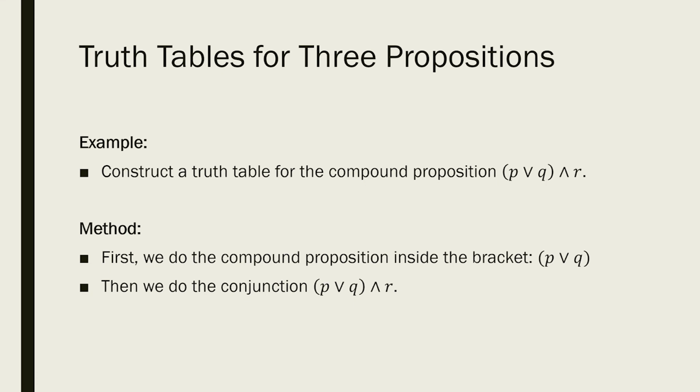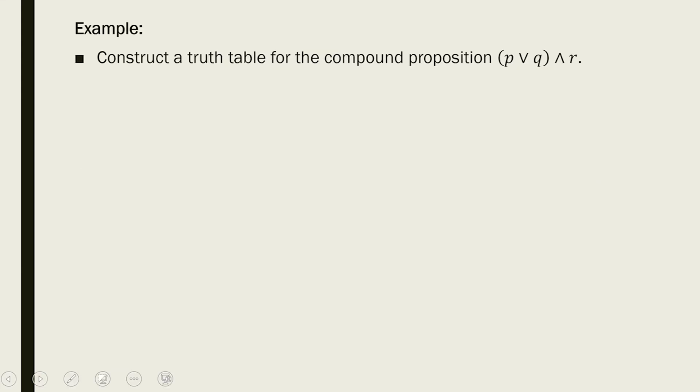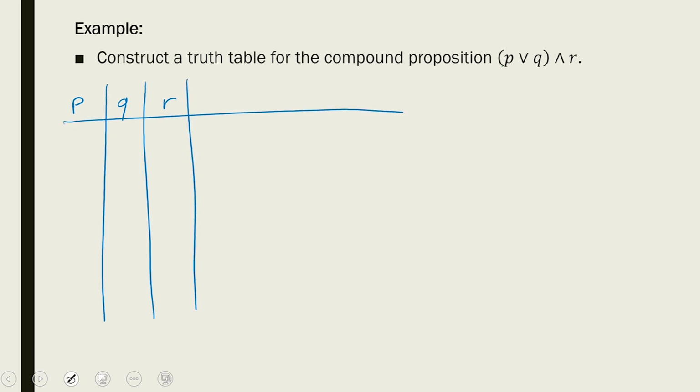Let's see an example exercise. Construct a truth table for the compound proposition P or Q, and R. So first we do the compound proposition inside the bracket, P or Q. Then we'll do the conjunction, P or Q and R. So we need to set up our truth table with the three propositions P, Q, and R. So we said we do first the bracket, the disjunction, P or Q, and then we have the conjunction, P or Q and R.